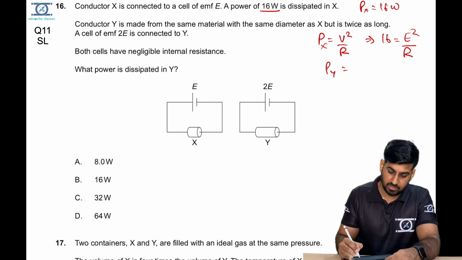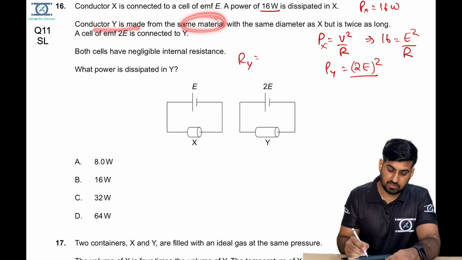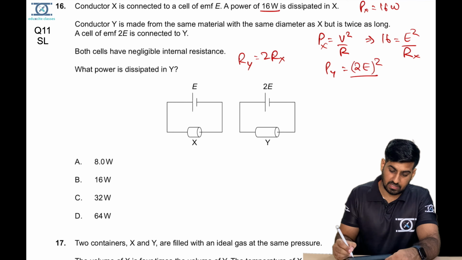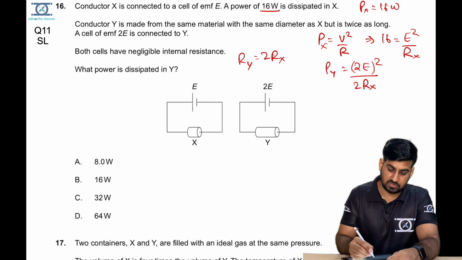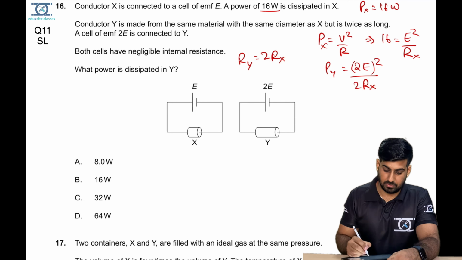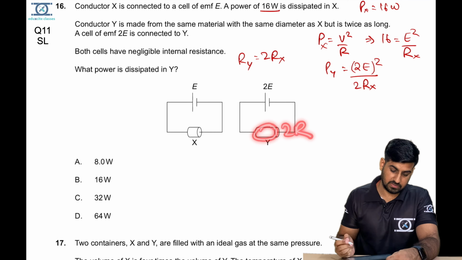Now Py can be written as how much? It will be 2E square by R. Now R for Y: same material means resistivity is the same, same diameter means area of cross section is the same. So twice as long, this will be 2 times of Rx, because the length gets doubled, so the resistance will also get doubled from X.